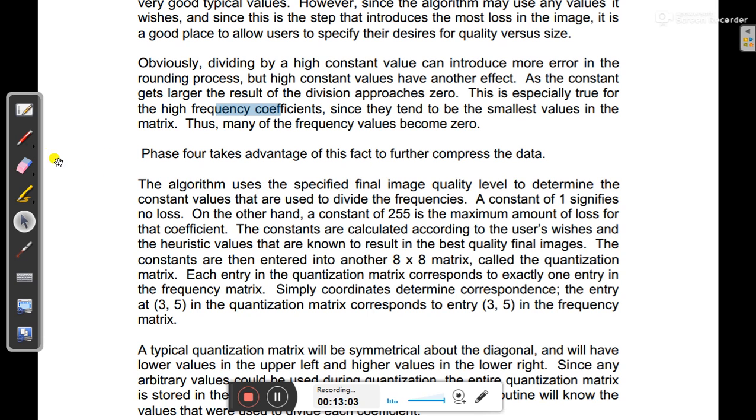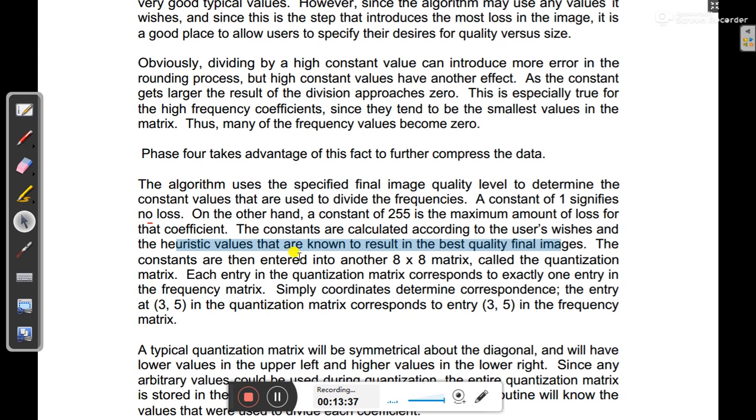So try to understand this part. A constant of 1 signifies no loss, because if you lose information about a value of 1, it will not create any difference. But if you lose a value of about 255, obviously it will lose lots of information. So that is the maximum amount of loss for that coefficient. The constants are calculated according to the user's wishes and the heuristic values that are known to result in the base quality final images.